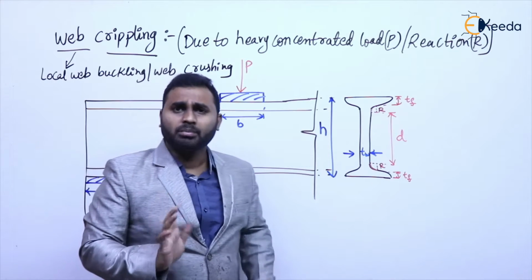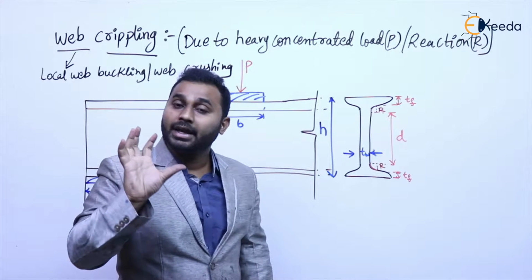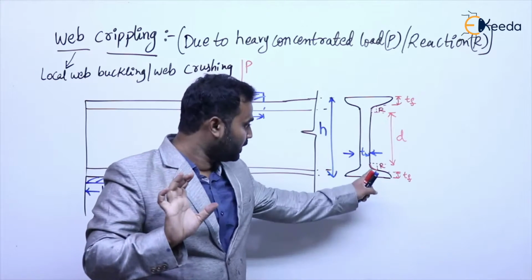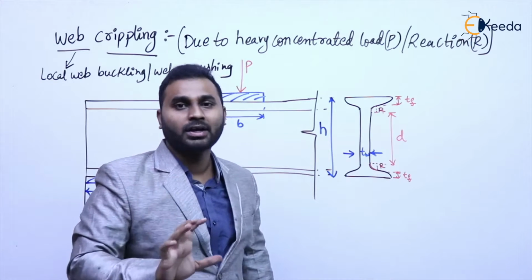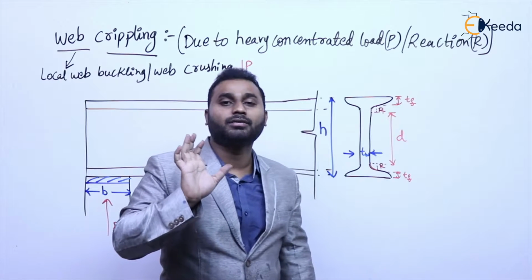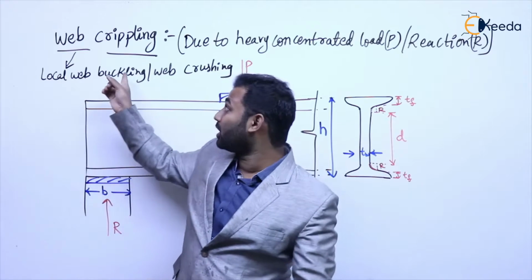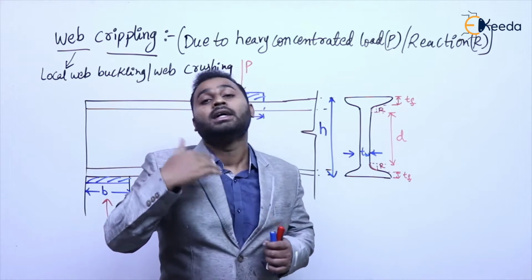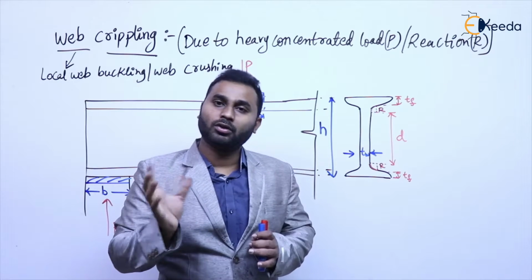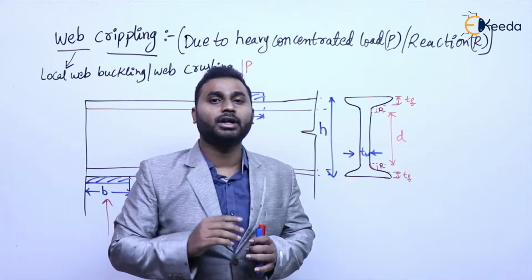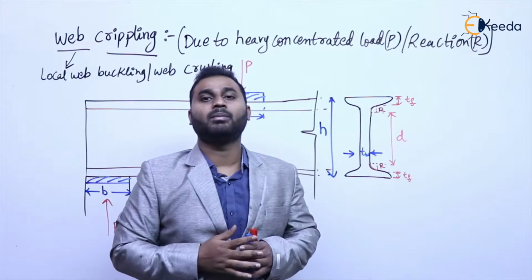Clear? Basically, to prevent web crippling or local web buckling, the area at the junction of the flange and web is increased. That is known as the fillet. Because of the fillet, or the increase in area, web local buckling or web crippling is not a generalized case. It will not occur. But even though a fillet is provided, due to heavy concentrated load or reaction, web buckling may occur.